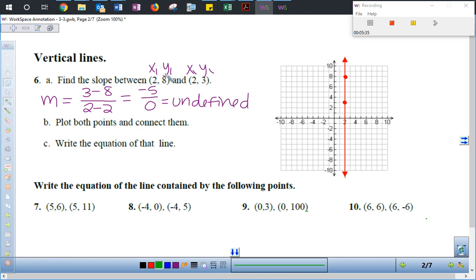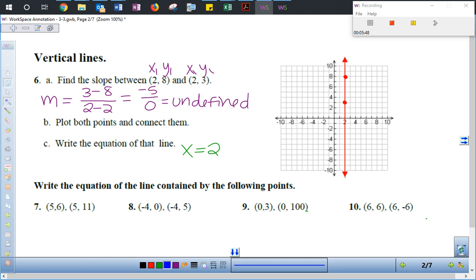They're both 2. So similar to writing the equation of a horizontal line with y, vertical lines are going to be the same except with x. So this one is going to be x equals 2. So horizontal lines only have one variable, and that's a y. Vertical lines only have one variable, and that's an x.